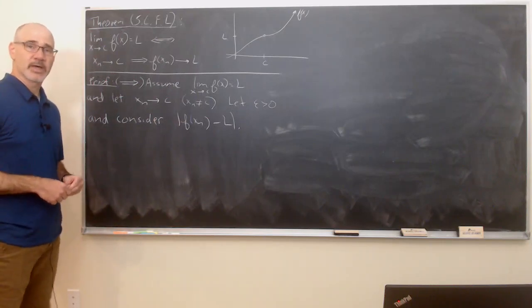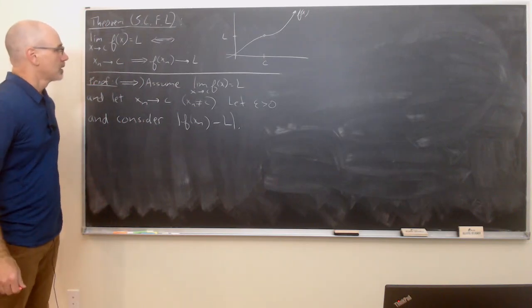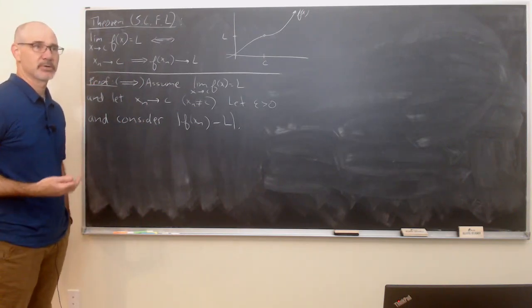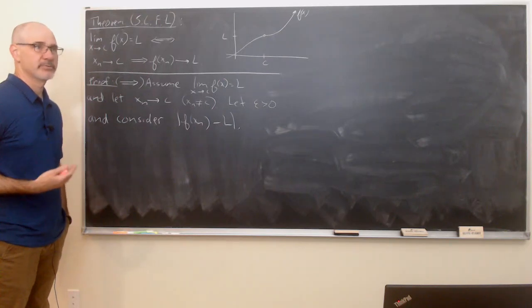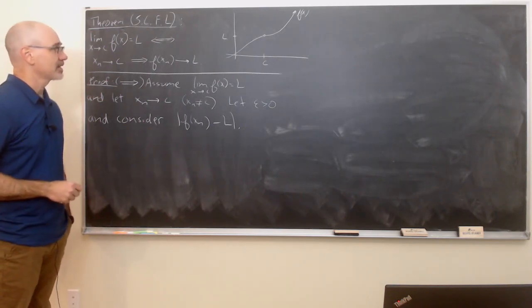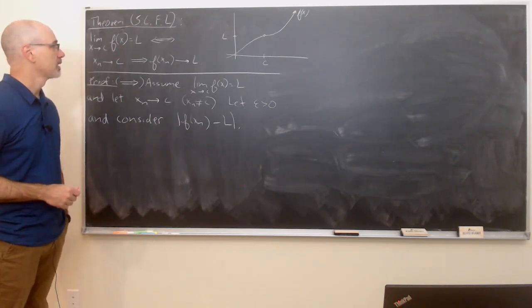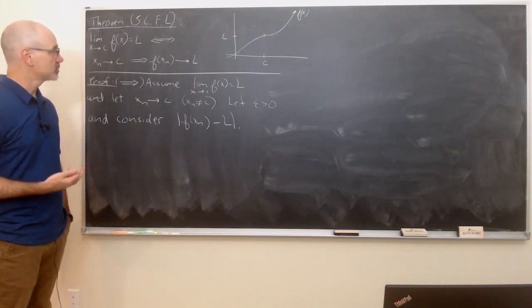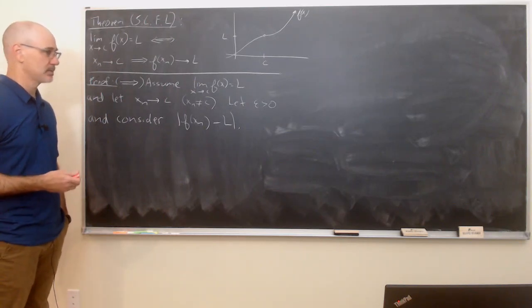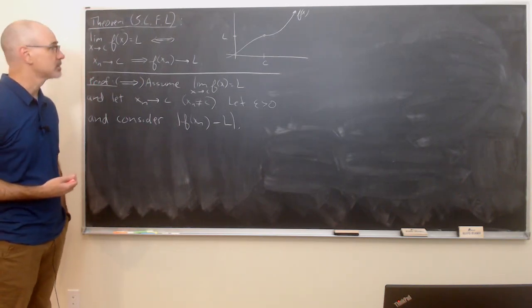So next up we have what we call the sequential criterion for functional limits. And this is actually going to provide a method for us to show when limits don't exist, which, if you have to rely on the definition for that, can be a really difficult thing to show. So the sequential criterion for functional limits is going to be our main result that we'll use when we have to show that a limit doesn't exist.